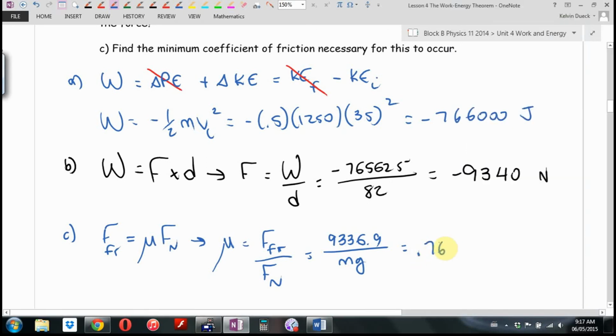What were the units for mu? Newtons? No, mu's not a force. Oh, what were the units? It's actually newtons divided by newtons. The units cancel. Mu has no units. It's just a ratio. Okay.